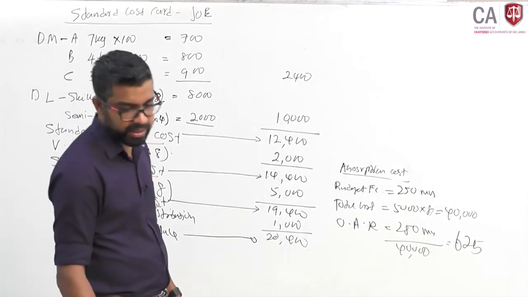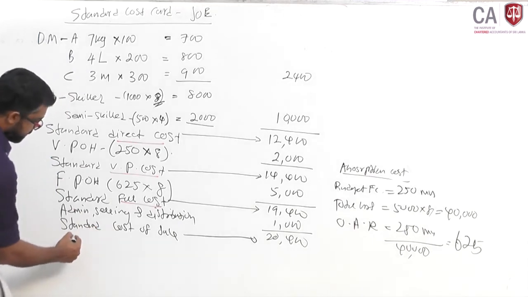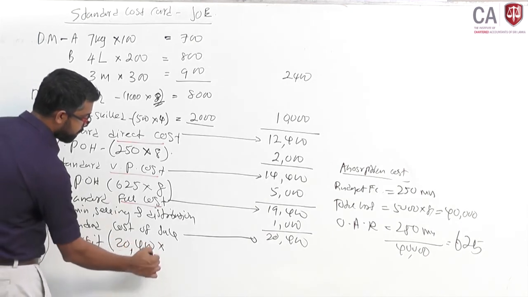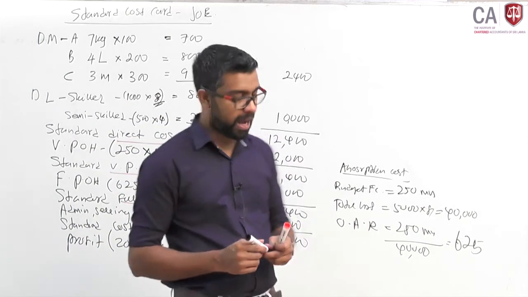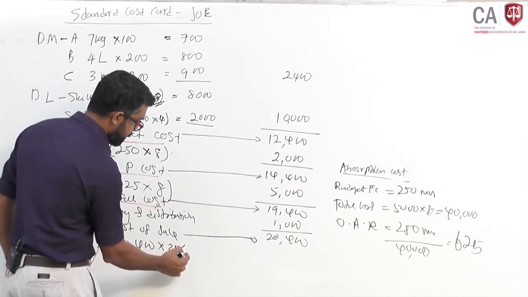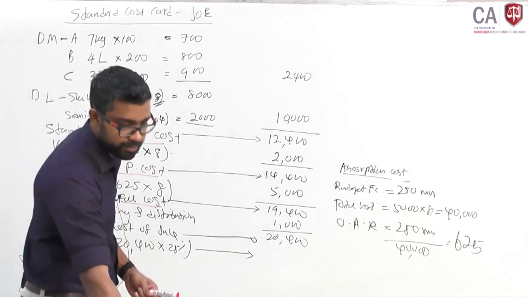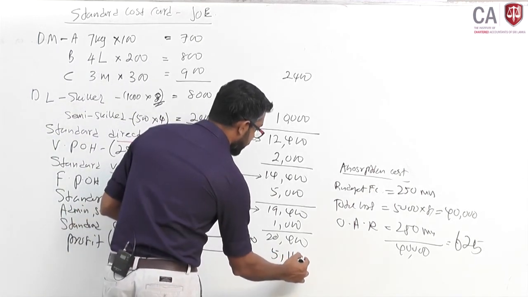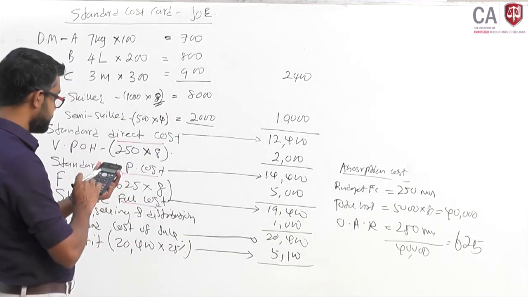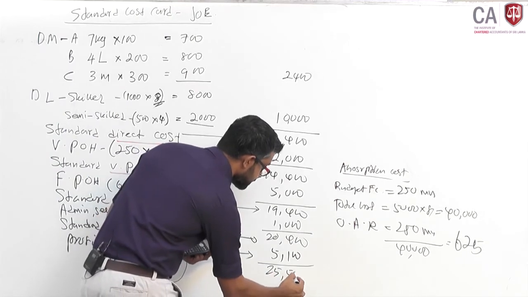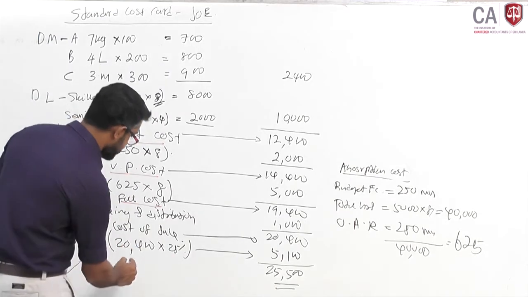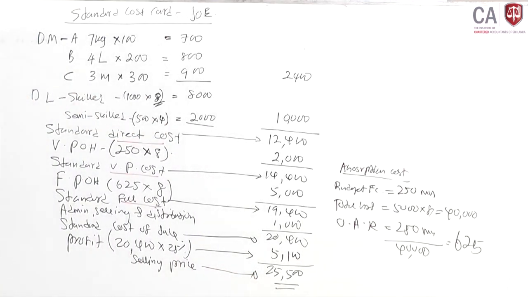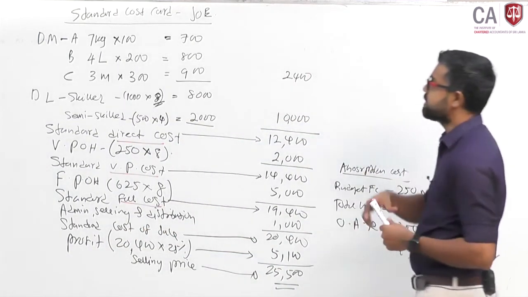After that they are talking about margin, so we have to add the profit margin. What percentage of the total cost of 20,400? It's a 25% markup. The markup margin is what we calculate. Profit then is $5,100. If you add that, it is 25,500. So this is the selling price. Fine, so this is the standard cost card.